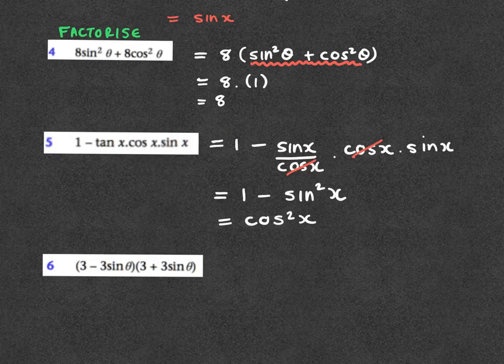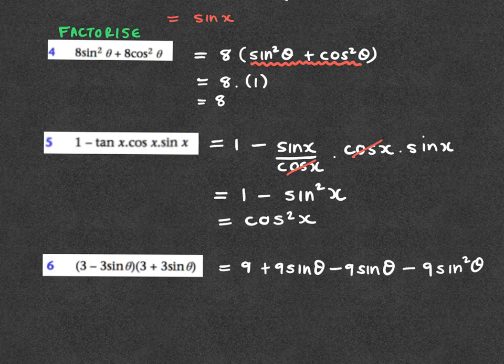So let's look at this last one where we're just trying to simplify the expression as far as possible. So I've got these two brackets. So I think what I'm going to do is I'm going to use FOIL, right? I'm going to expand my two binomials and let's see what we get. So we have 3 times 3 is 9. Well, we can actually kind of see how this is a difference of 2 squares. But anyway, okay, so we've got 9 plus 9 sine theta minus 9 sine theta minus 9 sine squared theta.